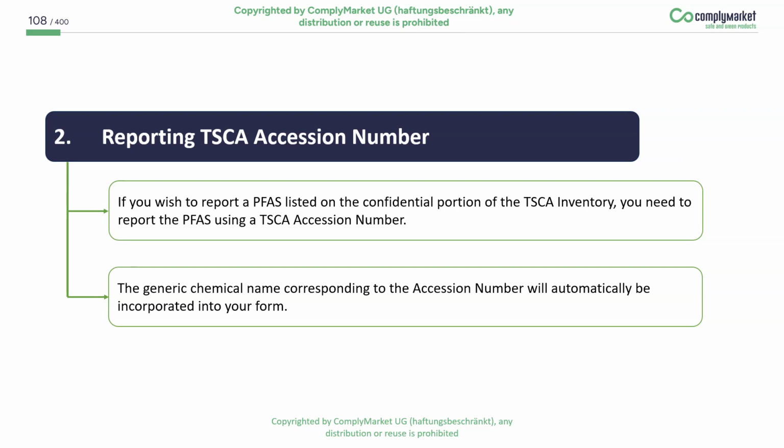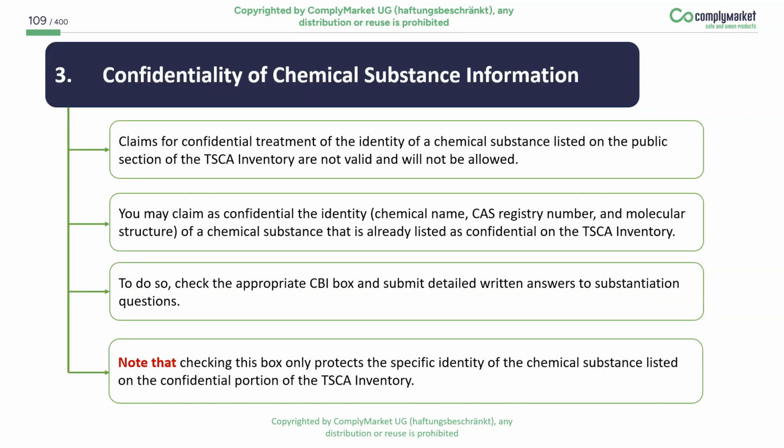If you wish to report PFAS listed on the confidential portion of the TSCA inventory, you can use the TSCA accession number. The generic name will be automatically incorporated into your form. Claims for confidential treatment of the identity of chemical substances listed on the public section of the TSCA inventory will not be valid. But for those already listed as confidential on the TSCA inventory, you can claim confidential identity, but you need to check the CBI box. Note that checking this box only protects the specific identity of the chemical substances listed on the confidential portion of the TSCA inventory.